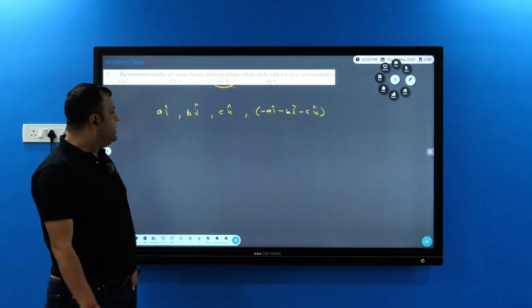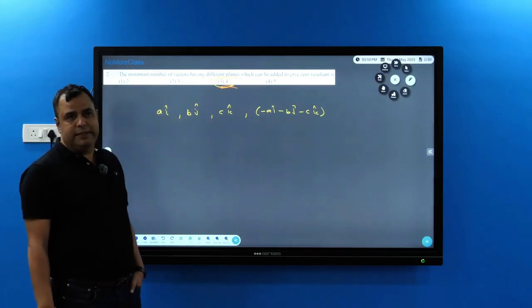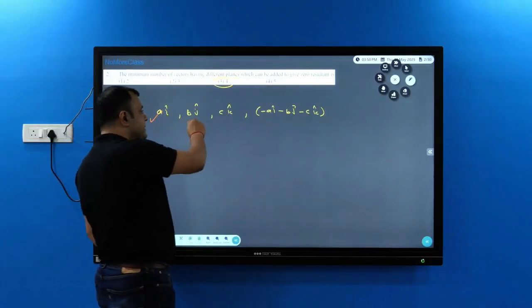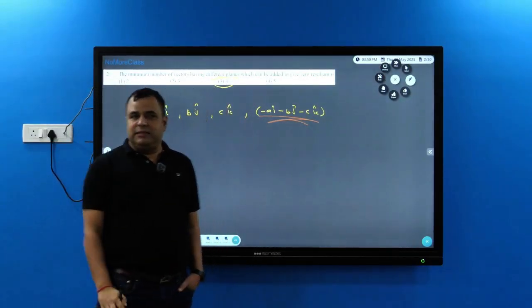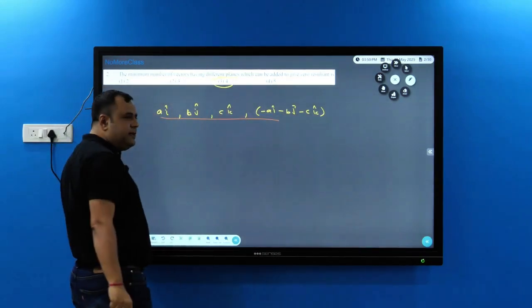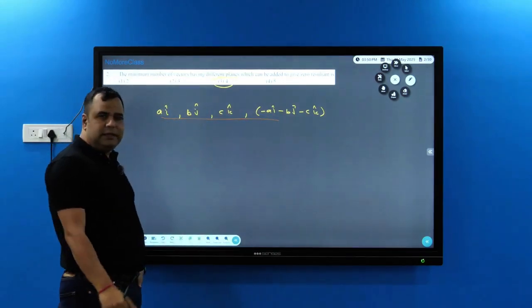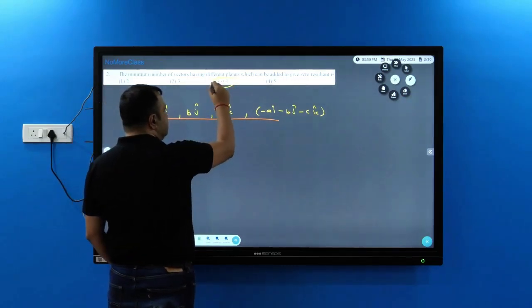As you can see, all 4 vectors are in different planes. They are not in the same plane. This is along the x-axis, this is along the y-axis, this is along the z-axis, and this is in space. The summation of these 4 will give us the resultant 0. If you add these 4 vectors, you will get the resultant vector 0.